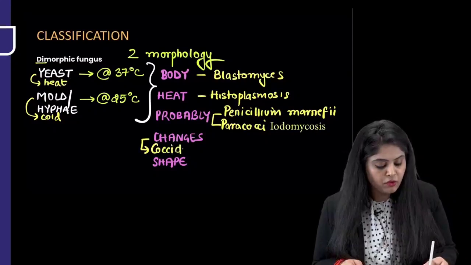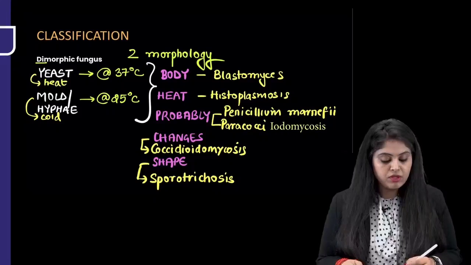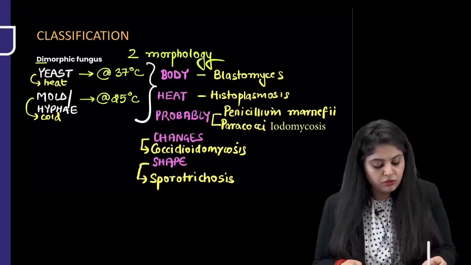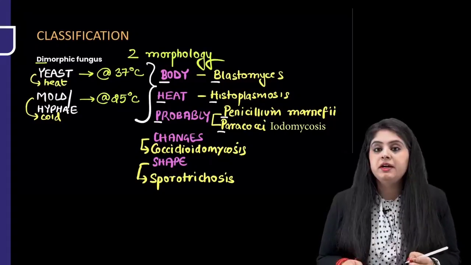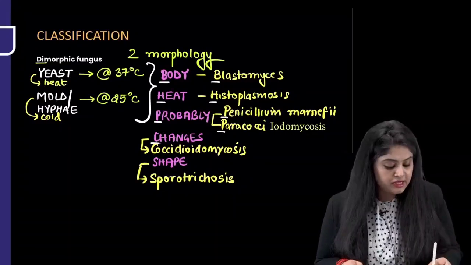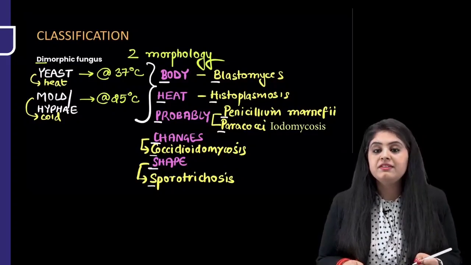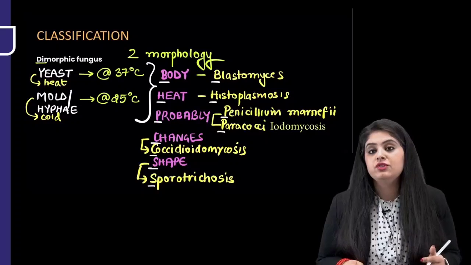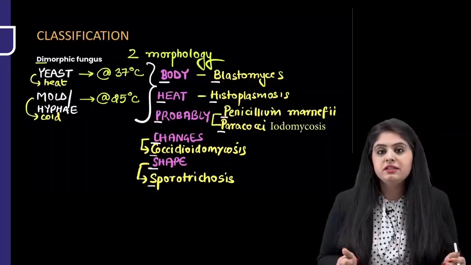The C is going to be for coccidioidomycosis. And lastly, the S that we have is for sporotrichosis. So let's do a recap over here, guys. When I say body heat probably changes shape, B is going to be for blastomyces, H for histoplasmosis, P for two things, Penicillium marneffei and paracoccidioidomycosis, C for coccidioidomycosis, and S is going to be for sporotrichosis. This is an easy to learn mnemonic because I'm talking about different temperatures. So the mnemonic goes hand in hand with it.